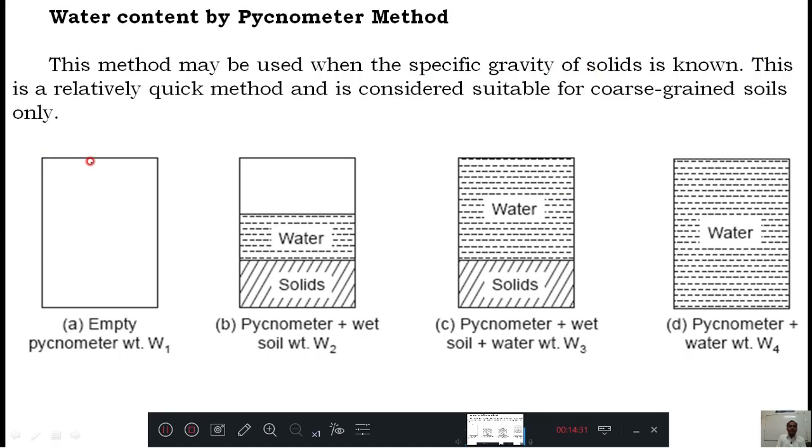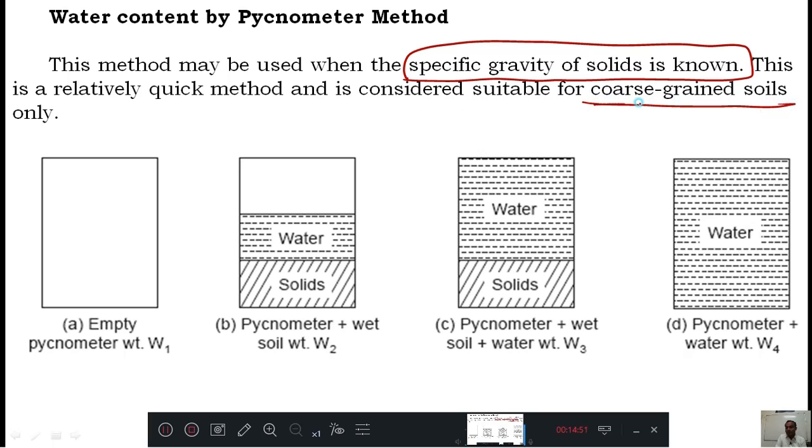This method may be used when the specific gravity of the solids is known. Only when you know the specific gravity of the solids can this method be used. You can put it in the demerits also. This is a relatively quick method and considered suitable for coarse grained soils, not fine grained soils. For fine grained soils this method gives a wrong result. Therefore, for coarse grained soils, that means sands and gravels, this method is a very good method.